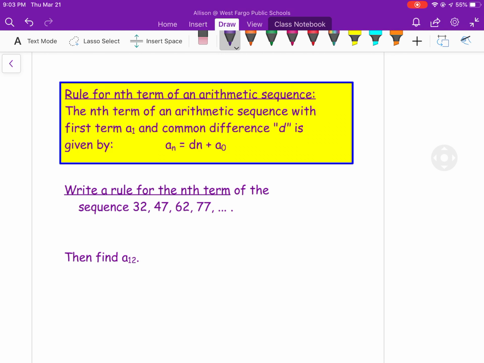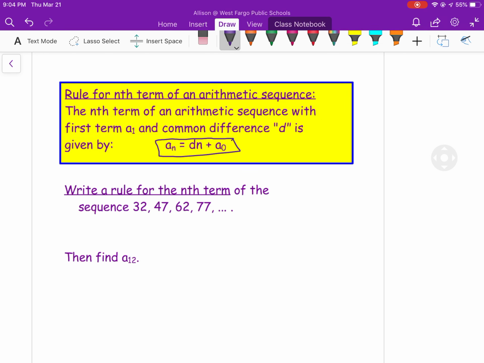So, a rule for the nth term of an arithmetic sequence. The nth term of an arithmetic sequence with the first term a sub 1 and a common difference d is given by this equation. A sub n equals d times n plus a sub 0. So the common difference times n plus the term before the first term. So if you want to write a rule for the sequence, you need to find the common difference and you need to find the term before the first term.